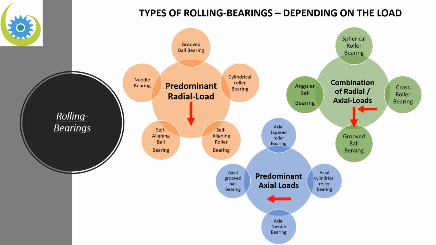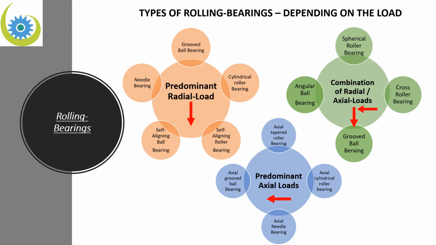Let us take a look here on the left side. These are bearings where the predominant load is radial. For example, here are some bearings: the groove ball bearing, the cylindrical roll bearing, self-aligning roll bearing, self-aligning ball bearing, and needle bearing. If the predominant load in our technical construction is a radial load or radial force, we can use this type of bearings.